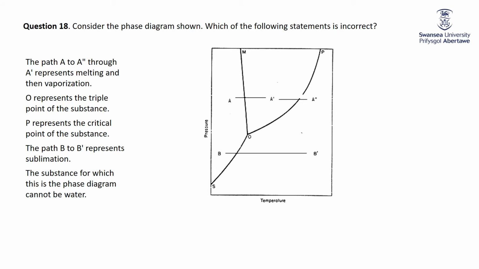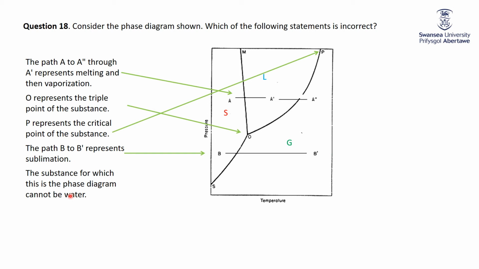So this phase diagram below: A to A double prime represents melting. That's melting, and then vaporization, that's vaporization. So that looks pretty true. O represents the triple point of the substance. I like that. P represents the critical point. I like that. The path B to B prime represents sublimation. I like that. So all those look pretty good.